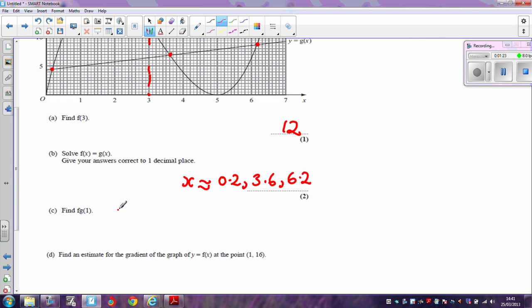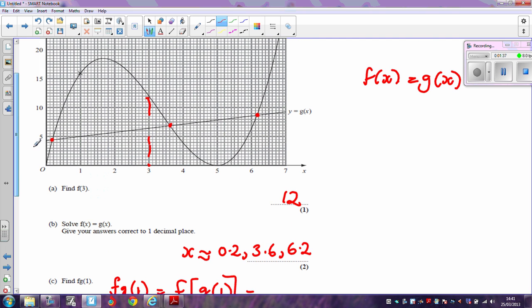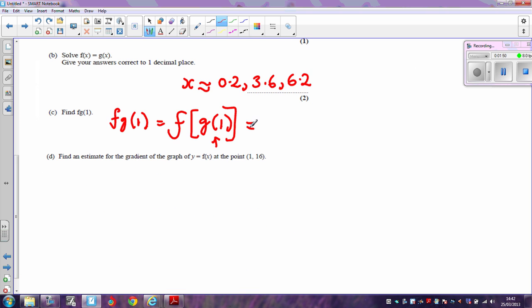Now, fg of 1. What we have to remember here is when we're finding fg of 1, that means that we first of all find g of 1. So that's the first thing that we do, is find g of 1. In order to find g of 1, there's 1. Oh, sorry, g of 1 is the straight one. G of 1 is actually going to be here. So g of 1 is actually equal to 5.